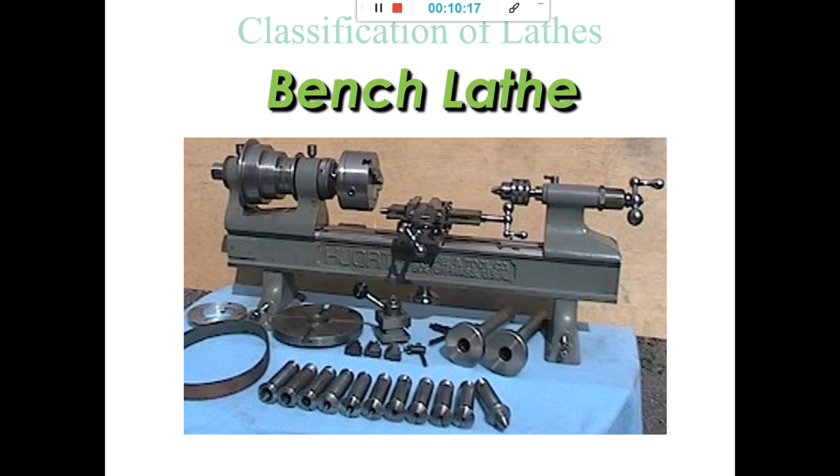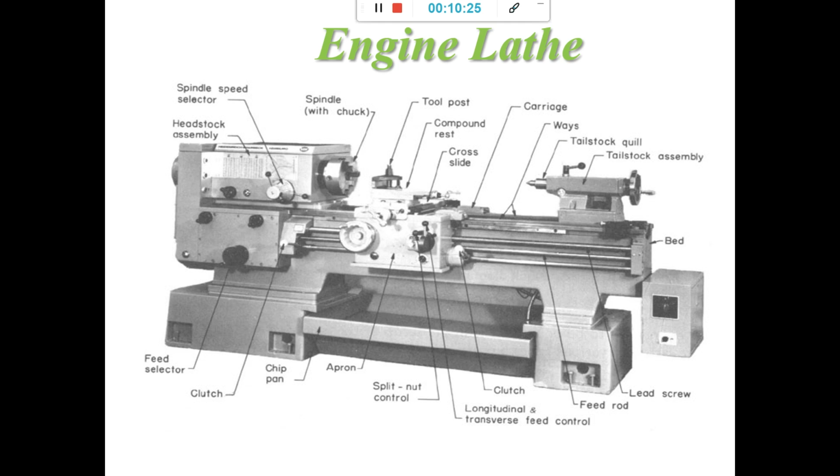Now this is an example. This is a photograph of a bench lathe. This is a photograph of an engine lathe. This engine lathe or center lathe is the most common lathe that you can see in the workshop also. See the parts here. Here is a headstock and a tailstock. In the tailstock there is a tailstock wheel. In the headstock assembly we can see the spindle speed selector, the spindle, the feed selector, the clutch, and the chip pan.